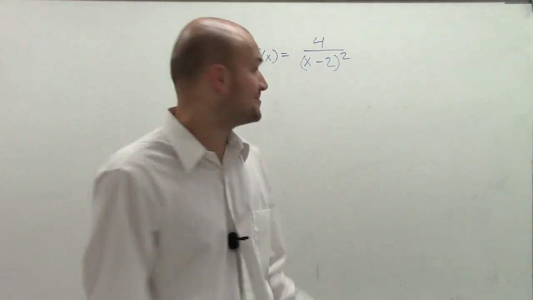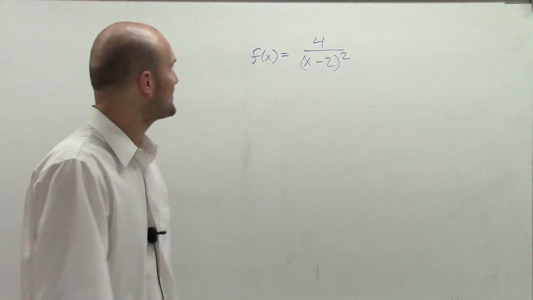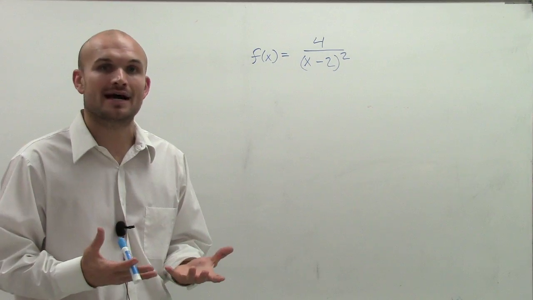Okay, here we go, ladies and gentlemen. We're going to get into some rational functions. All right. So what we're going to do for this is we want to determine the horizontal and vertical asymptotes.